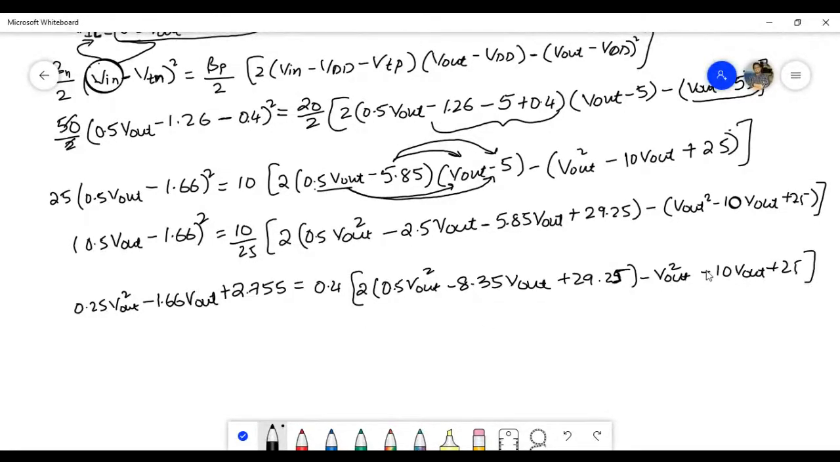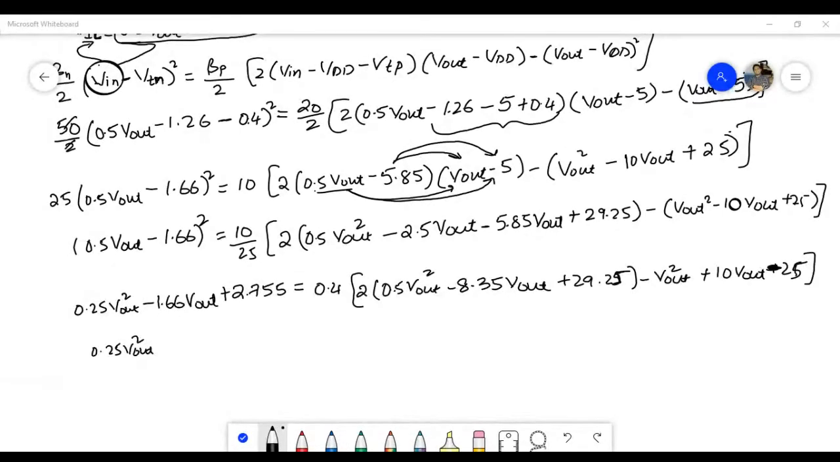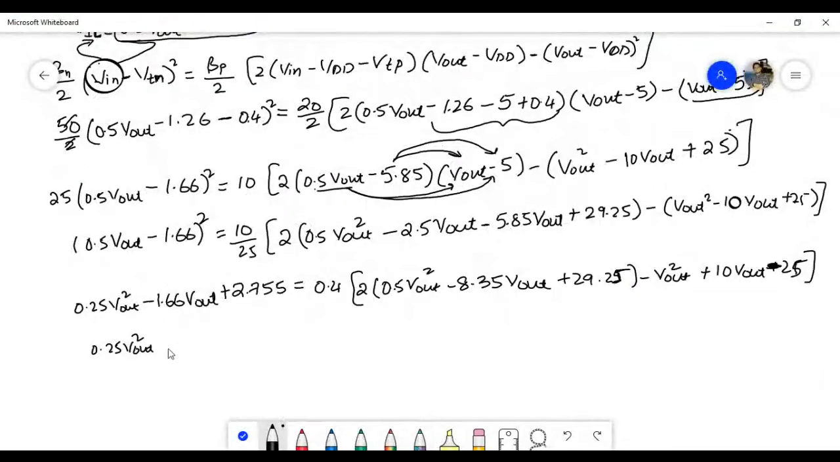This is the part, okay? So this will be minus minus plus, and this will be minus. When you open this bracket, this minus, okay? Hope you are understanding, okay? This is simple mathematics. 0.25 V out square minus 1.66 V out plus 2.755 equals 0.4.